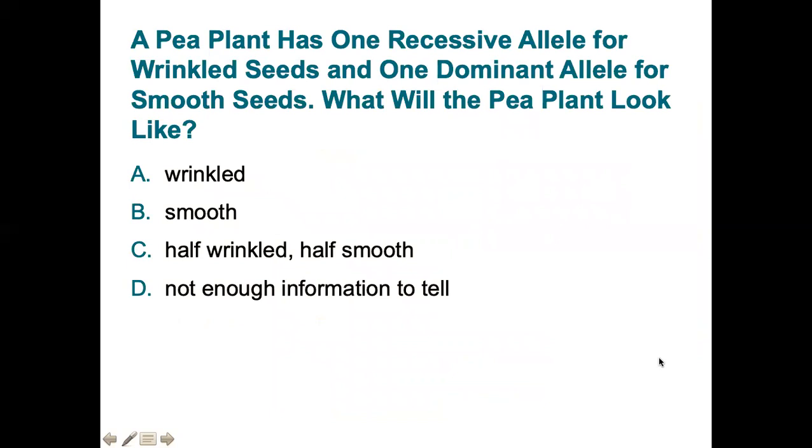Okay, story problem time. A pea plant has one recessive allele for wrinkly seeds and one dominant allele for smooth seeds. So we use the same letters. So capital S for smooth, and then the recessive would be a small s, and we would know that would be wrinkly. A plant has one recessive allele for wrinkly seeds and one dominant allele for smooth seeds. What would the plant look like? So what's the phenotype of this plant? If the dominant allele is smooth, yeah, it's going to be smooth.